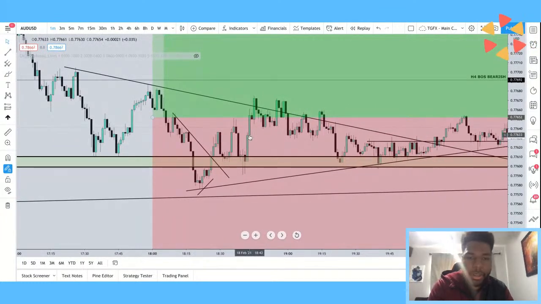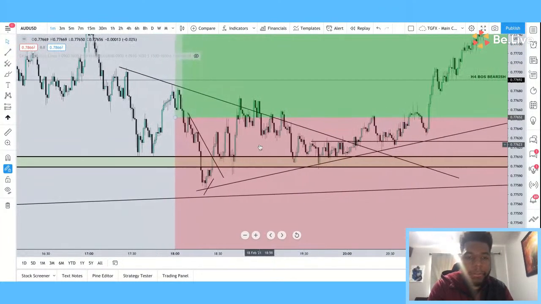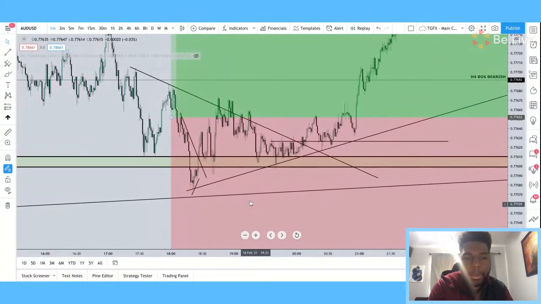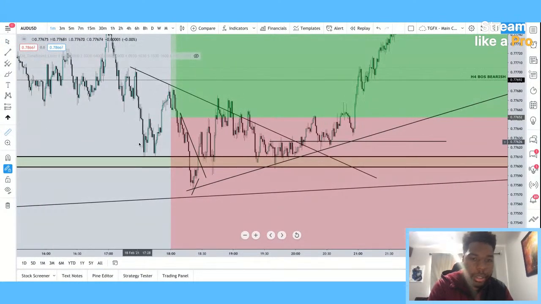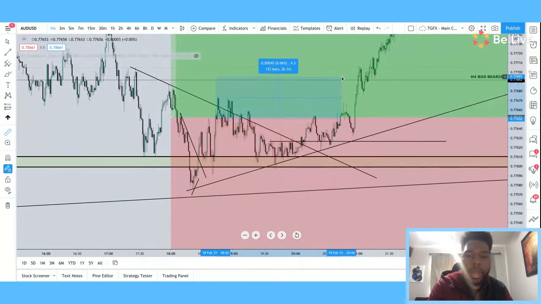Now, of course, with spread on my account, my entry ended up being up here, which is perfectly fine. So I used a 10 pip stop loss on this. And keep in mind, this is the 1 minute time frame. So, at the most, my drawdown was about 4 or 5 pips before going right back in a profit.